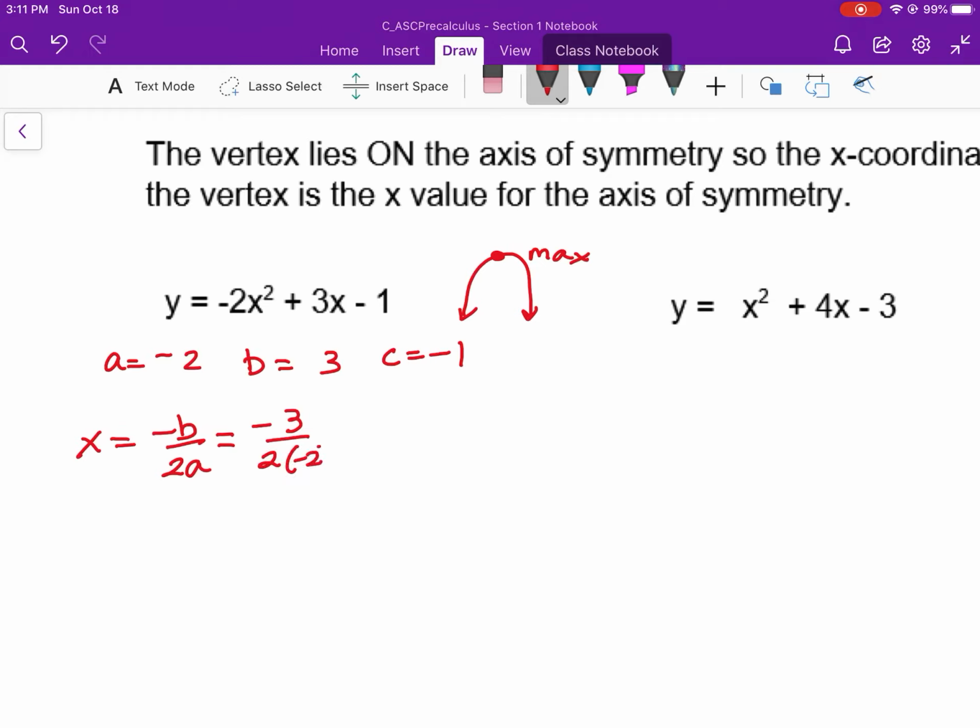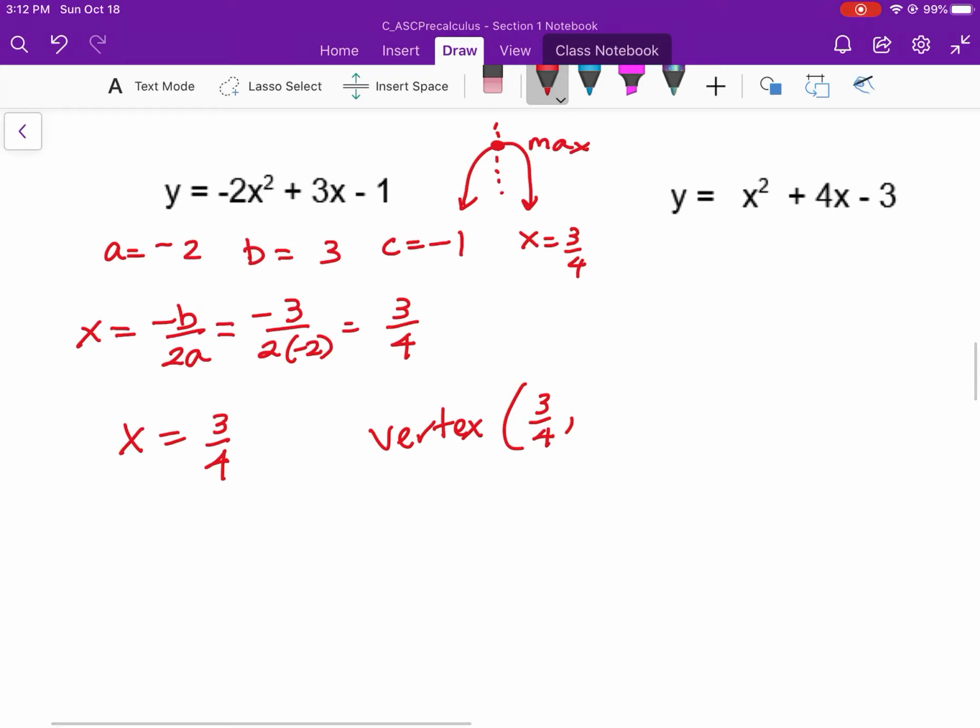So -3 over 2 times -2 makes 3/4. So I know that this is x equals 3/4. That's the line. Okay, great. So my vertex, I know half of it, right? The vertex, I know the x-coordinate is 3/4. How am I going to find the y-coordinate?